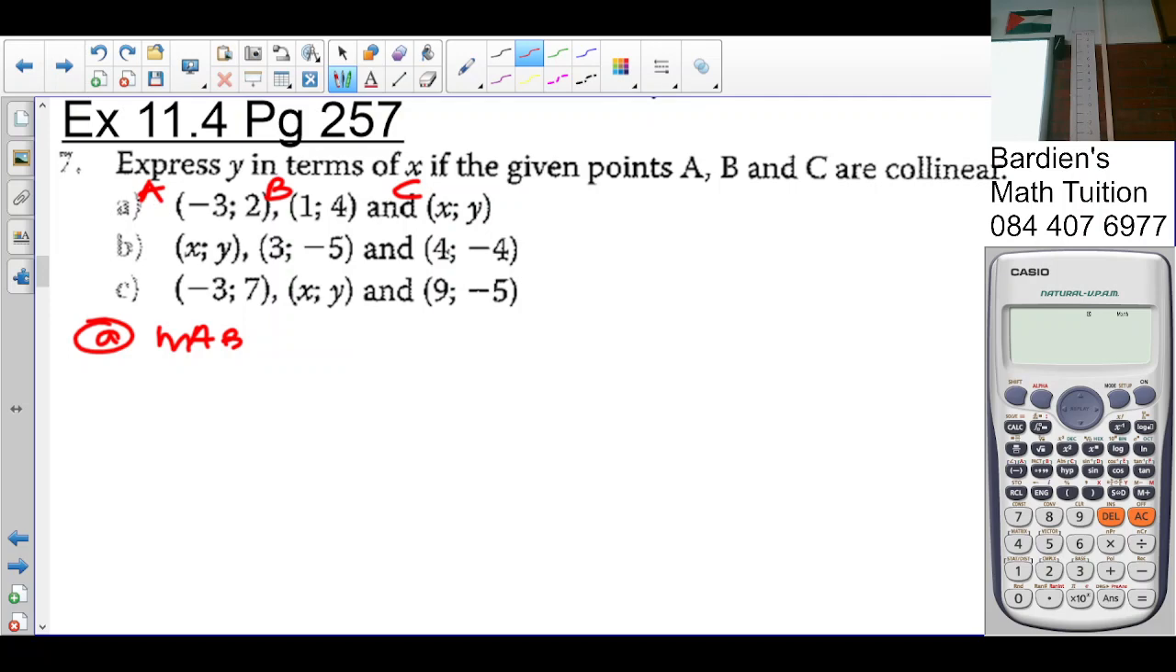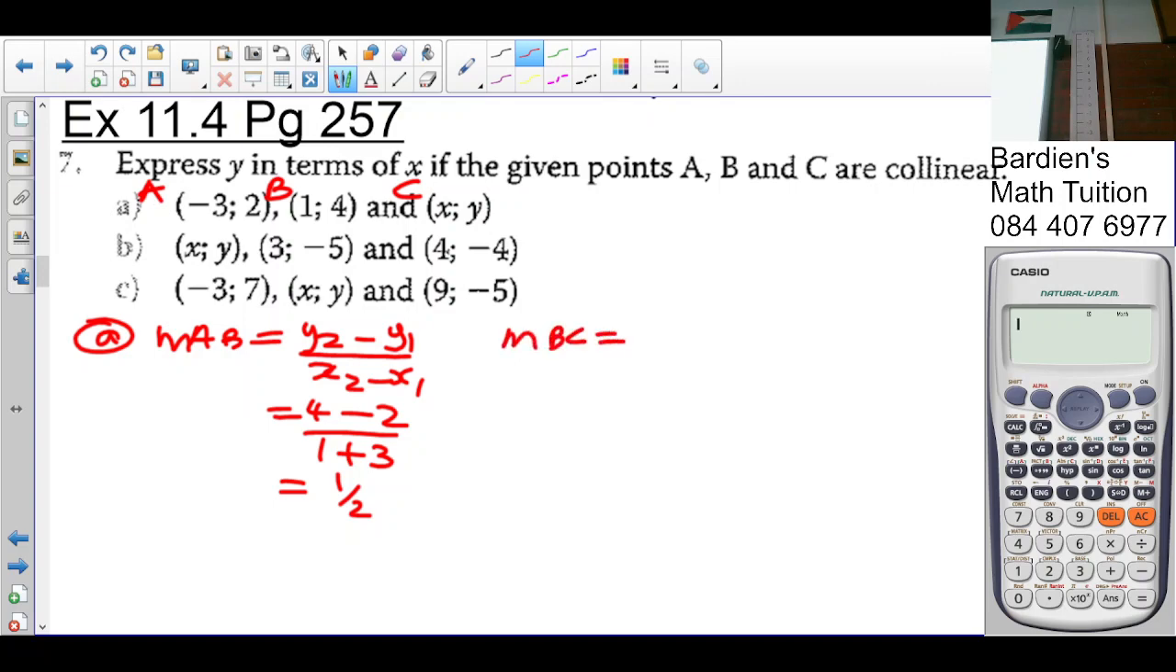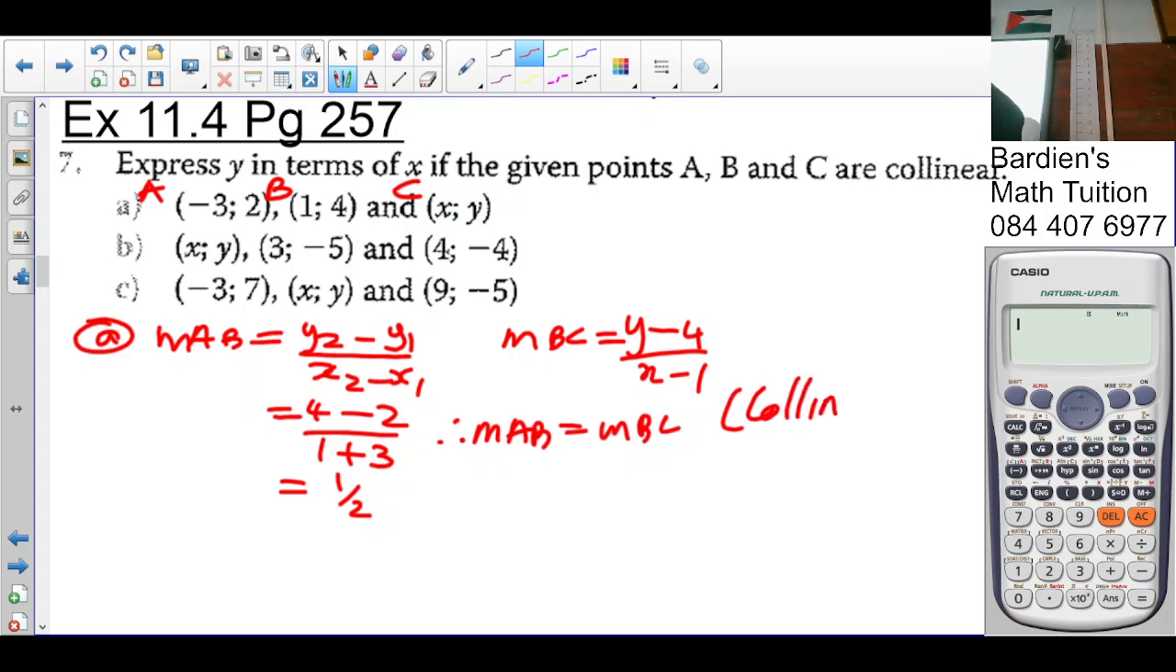So the gradient of AB is y2 minus y1 over x2 minus x1. So it's going to be 4 minus 2 over 1 minus 3. So it's going to be 2 over 4, which is half. The gradient of BC is going to be y minus 4 over x minus 1. You all agree with that? So we say, since points are collinear, therefore the gradient of AB is equal to the gradient of BC. That is collinear. You don't have to write it in.